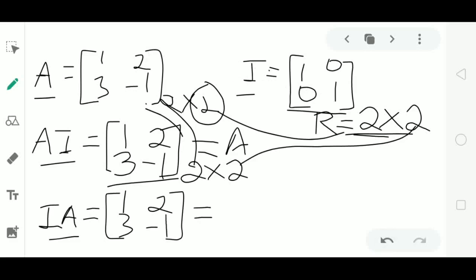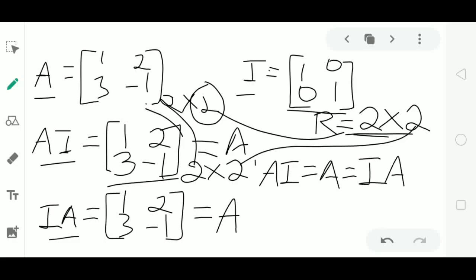Now observe here, again this product is also equal to A. So we are getting A into I is equal to A. Also it is equal to I into A. This is the condition for existence of identity for multiplication. So we consider matrix I, that is the identity matrix, as a multiplicative identity for multiplication of matrices.